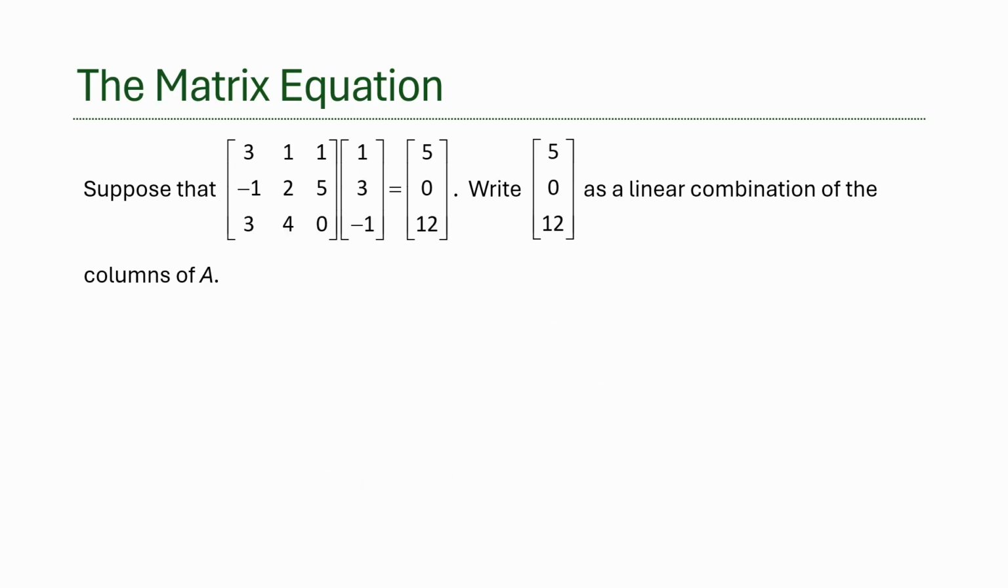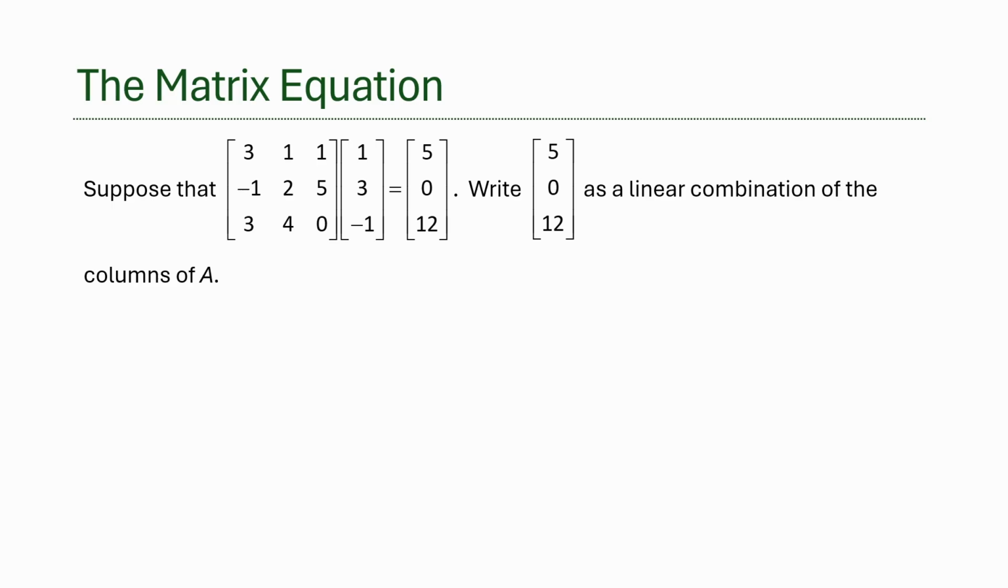Okay, next question. I have this matrix equation, and I'm telling you to assume that this is true. You can show that this is true. We're using the definition pretty quickly. And my question is, how can we write that vector (5, 0, 12), the vector on the right-hand side of the equal sign, as the linear combination of the columns of A?